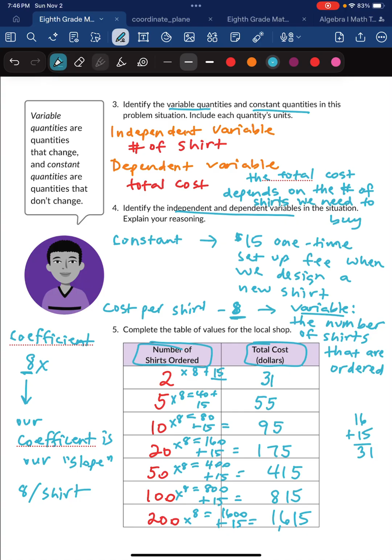Let's just take a look right here, because I kind of flew right past this when we started this page. Variable quantities are quantities that change. Constant quantities are quantities that don't change. So every single time we're going to pay that one-time $15 fee when we design a new shirt. And then every single time, the number of shirts that are ordered might vary or change. So that's the variable quantity.